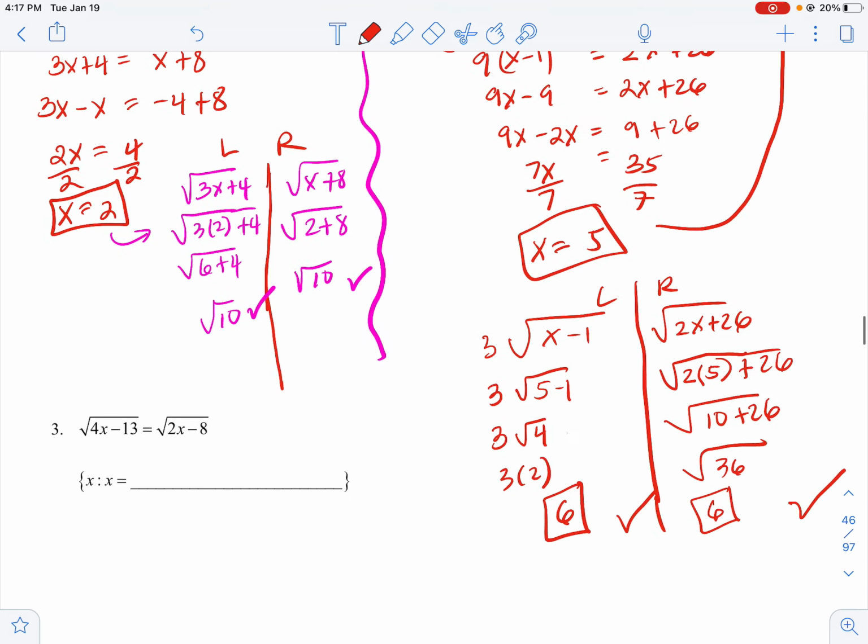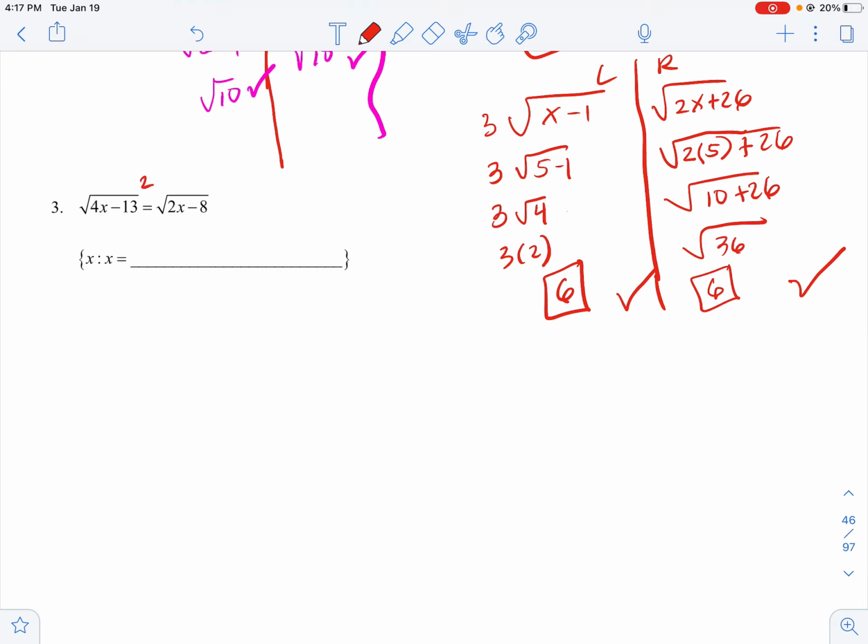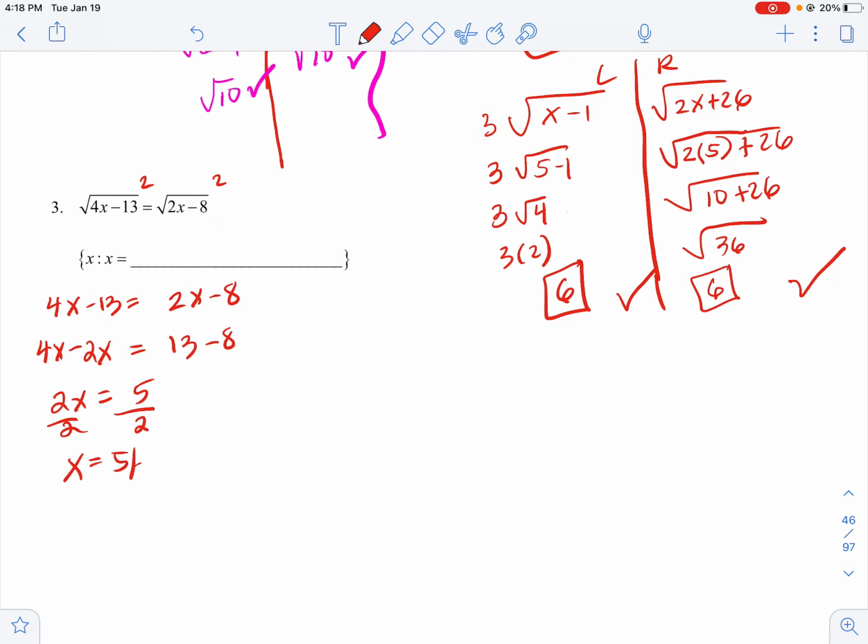All right. Now let's go to number 3. We have squared both sides of the equation. We are left with 4x minus 13 equals 2x minus 8. Let us move the 2x. Let us move the 13. Of course, the 13 becomes positive. This is a 2x, and then we have 13 minus 8. We have a 5. Divide by 2. X is equal to 5 over 2.